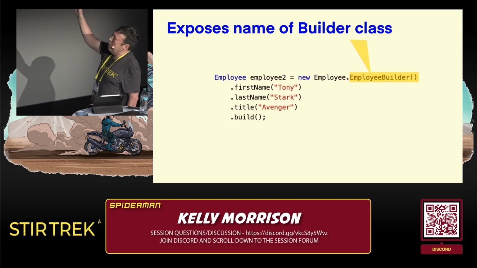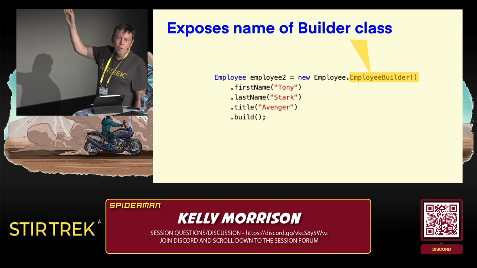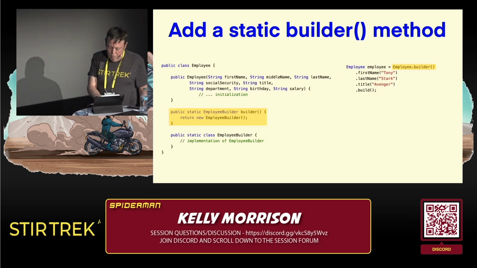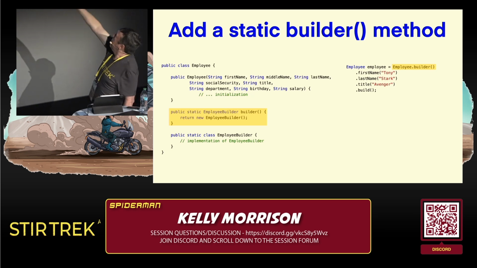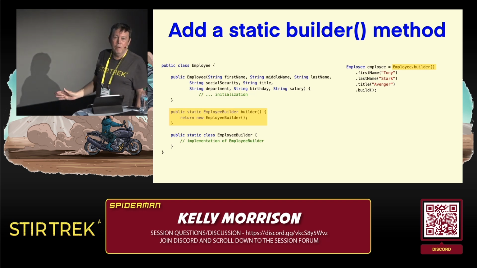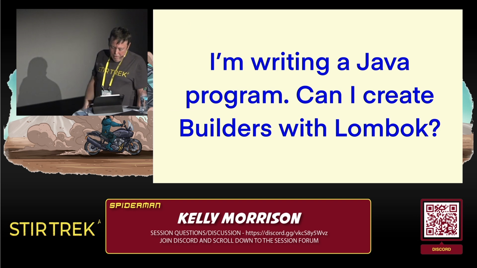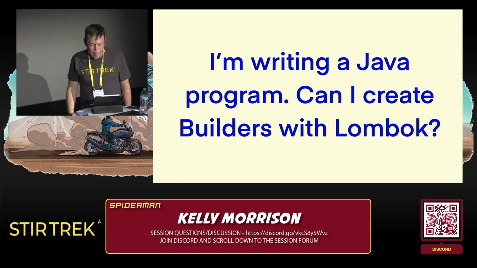We don't want to expose names of internal classes to the user. So what I usually like to do is add a static builder method. If I'm building an employee, I create a builder method on Employee that returns an employee builder. That way, if I want to build an employee, I just call Employee.builder. That way it doesn't expose anything internal, and we can swap it out later. Next issue, how many people still use Lombok?